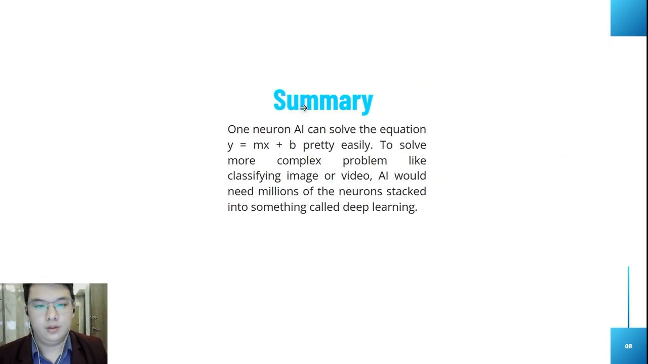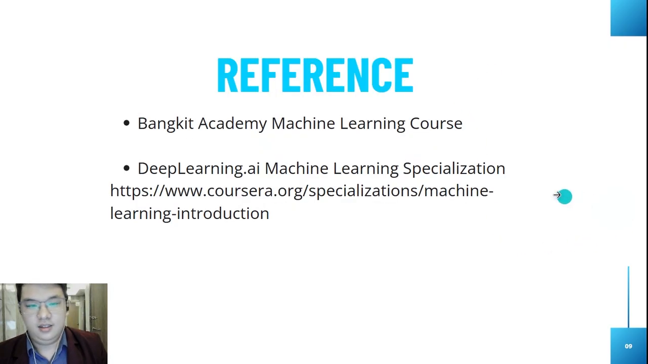Here's the summary. A one-neuron AI can solve the equation y equals mx plus b pretty easily, but if you want to solve more complex problems like classifying images or videos, the AI will need millions of neurons stacked together into something we call deep learning. This is used for image classification and LLMs like ChatGPT or Gemini that we all use and love.